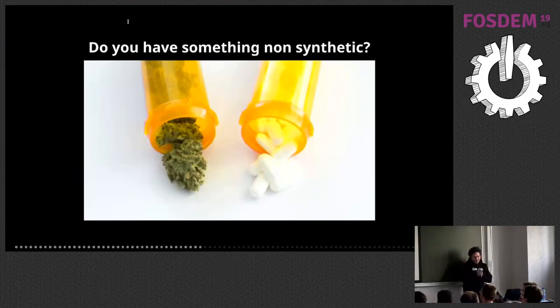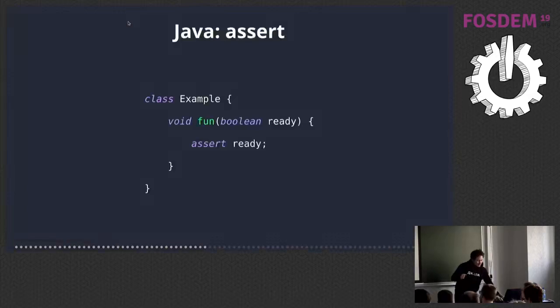Filters. At this moment of time, you might start wondering, do I have something non-synthetic? Unfortunately, or for good, I don't. But inside of Java compilers, there is a lot. Let's have a look. Assertions. Simple example. We have an assertion on the boolean parameter.